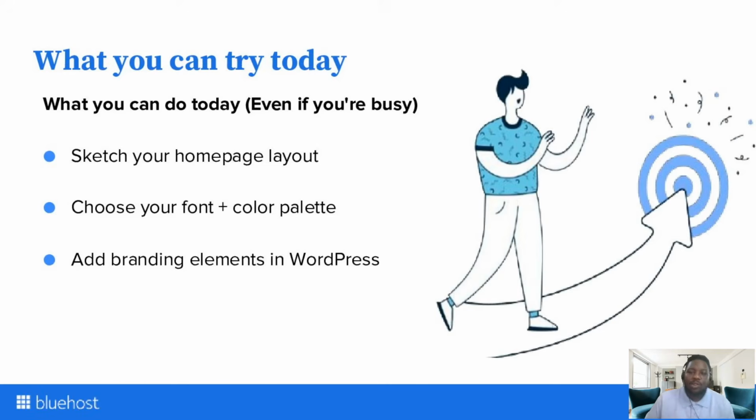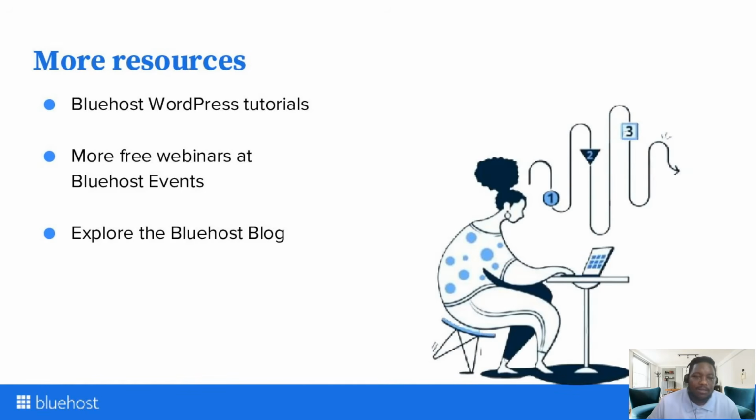What you can try today. Even if you're busy, here are 3 quick wins. Sketch your homepage layout with your header, your body, your footer. Pick your fonts and color palette. Add your branding and elements into WordPress. More resources: for more help, explore Bluehost WordPress tutorials, join more of our webinars, or visit the Bluehost blog.